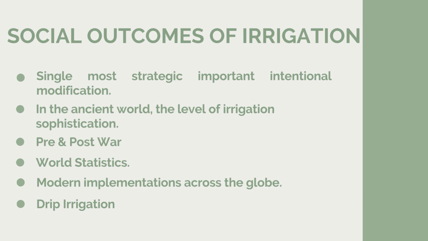Irrigation may be the single most strategically important intentional environmental modification humans have learned to perform. In the ancient world, the level of irrigation sophistication varied from one setting to the next. The differences, however, stem mostly from variation in understanding of both large and small scale hydraulic principles, as well as the capabilities to construct feats of hydraulic engineering.